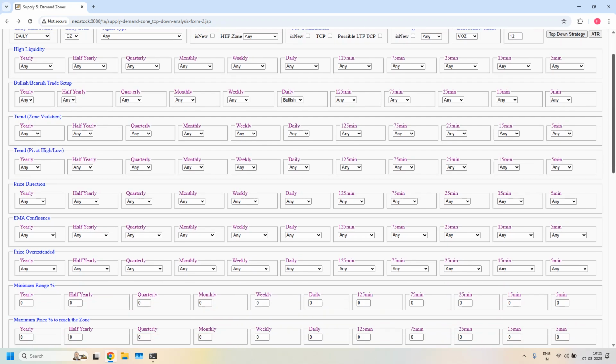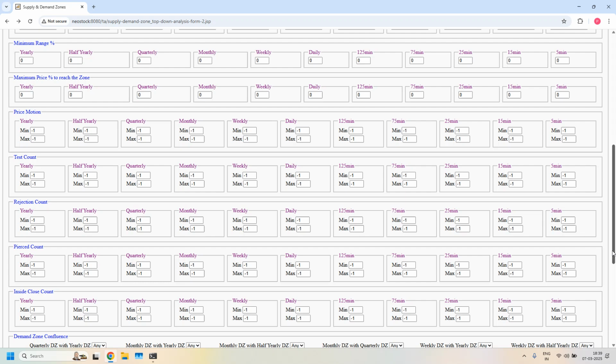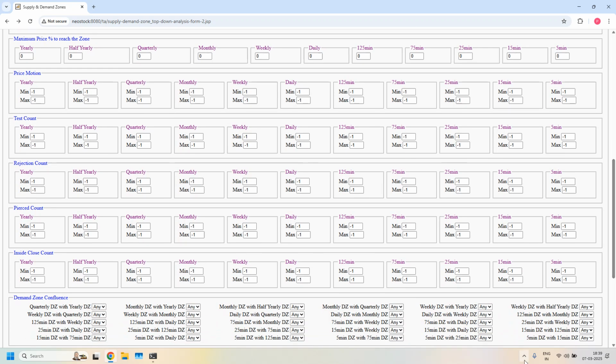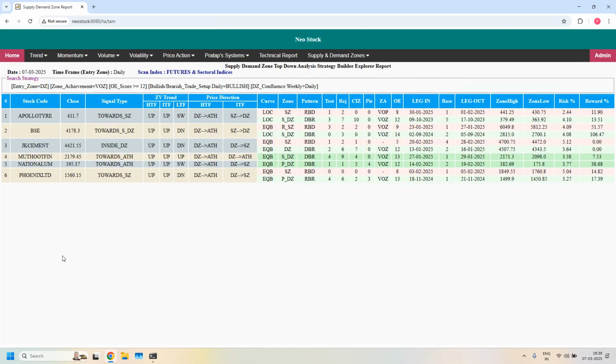That means we want to know how many of these 10 daily demand zones have confluence with a weekly demand zone. That's why I'm setting the filter: daily demand zone having weekly demand zone confluence. With this filter, out of 10 stocks, we got 6 stocks. In all these 6 stocks, the daily demand zones are overlapped with weekly demand zones. That means they are inside or overlapped with the weekly demand zone. Weekly trend is up in all these stocks, because ITF trend is always uptrend for a bullish trade setup.